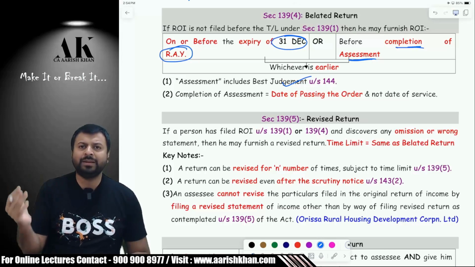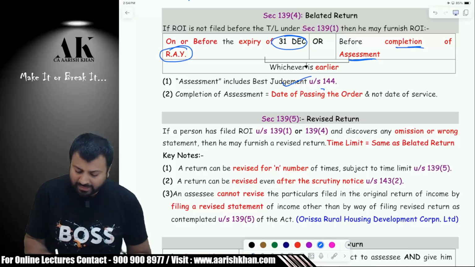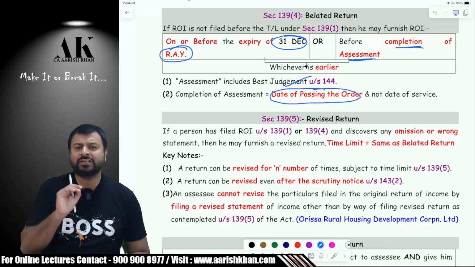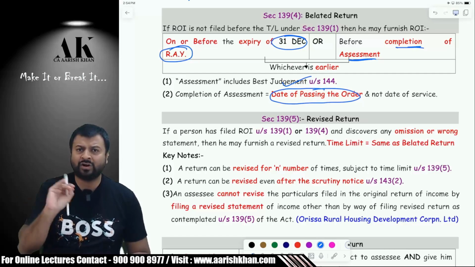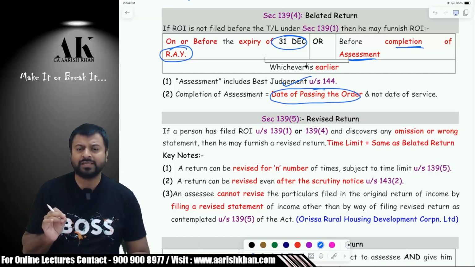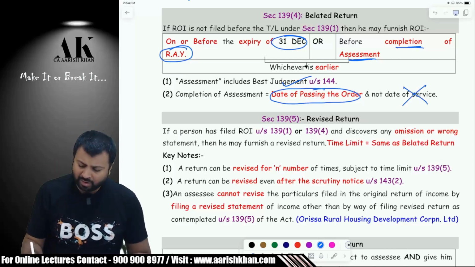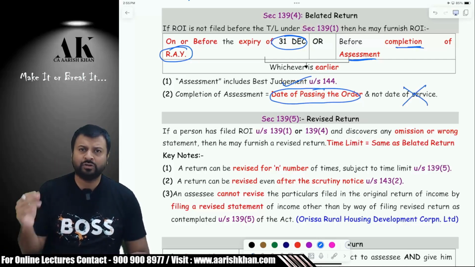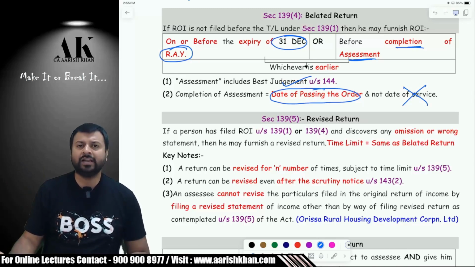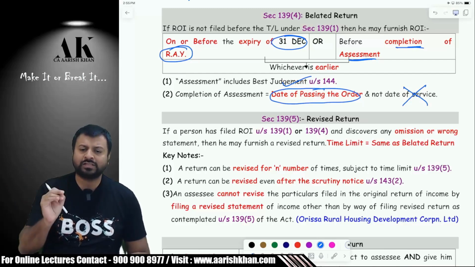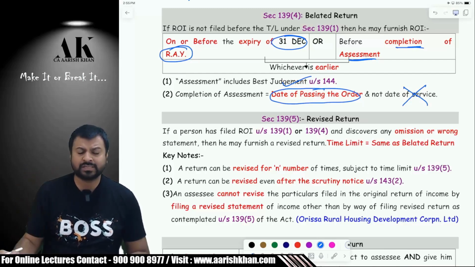Okay. Sir, what do I mean by completion of assessment? When can I say that the assessment is completed? You can say on the date of passing the order. Whichever day the AO has passed the order, signed the order, that day can be called as date of passing the order, date of completion of assessment, and not the date on which the order is received by you. The day on which the order is received by you is called as the date of service. The date on which the order is passed by the officer is known as the date of completion. Okay. I hope it is clear to all of you.